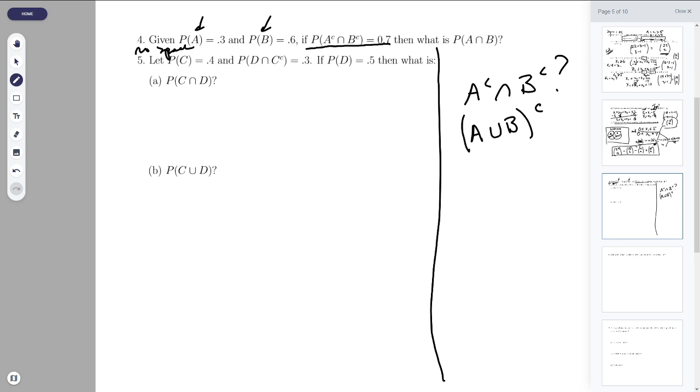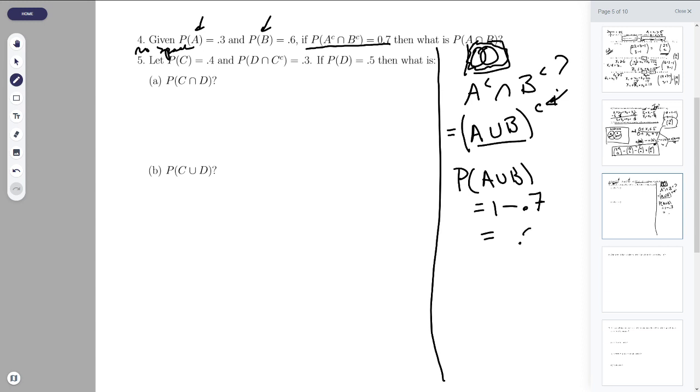What this means is that if this is true, then the probability of A union B is going to be 1 minus 0.7, because this is A union B complemented, so it's everything outside of A union B. So if this is A, this is B, then this is A union B complement. And so A union B is impossible, right? 0.3.